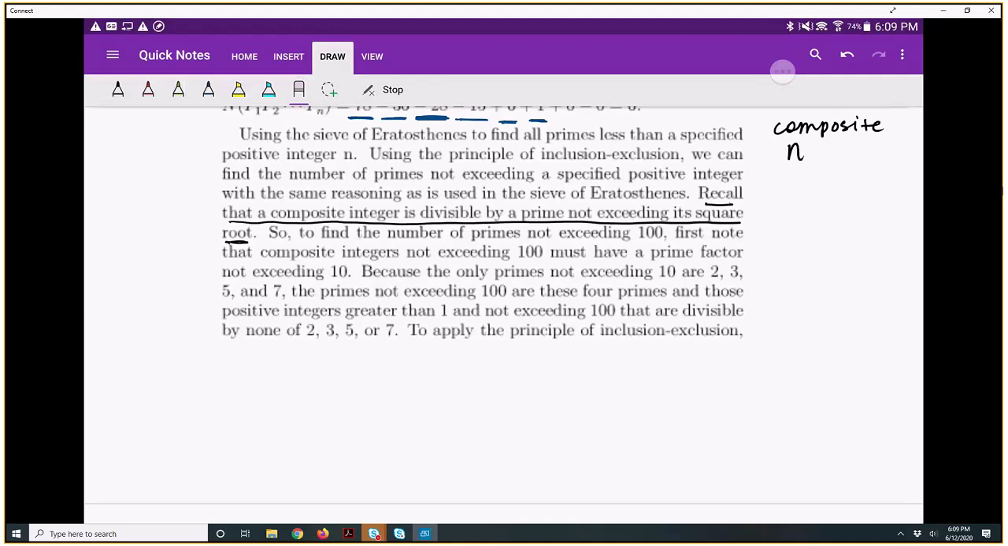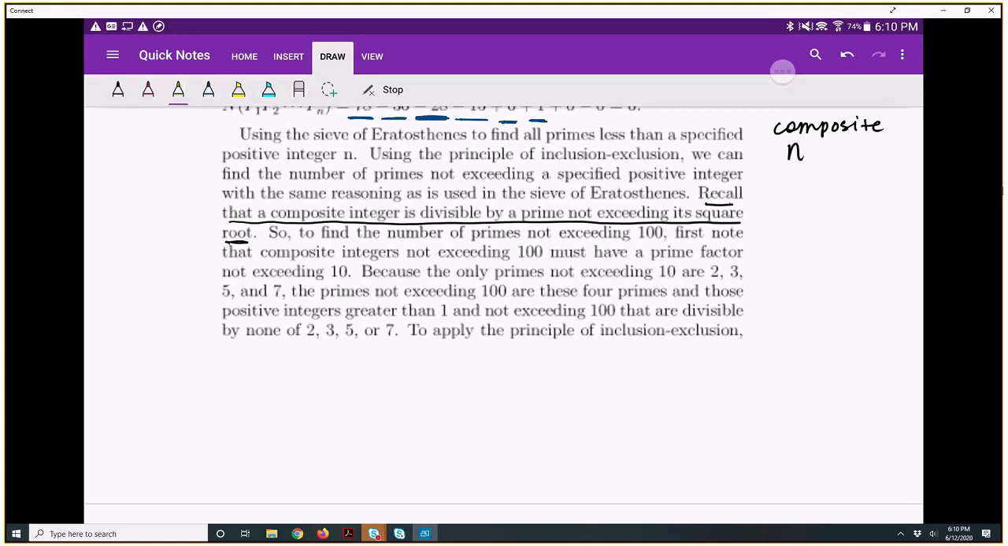So the first thing that we can do, say we want to find the number of primes not exceeding 100, then first we'll note that any composite number not exceeding 100 must have a prime factor not exceeding 10. So think about that for a minute. Think about what I just said. If you need to pause the video, rewind, think about it again. But it's pretty clear. Any composite integer not exceeding 100 must have a prime factor not exceeding 10.